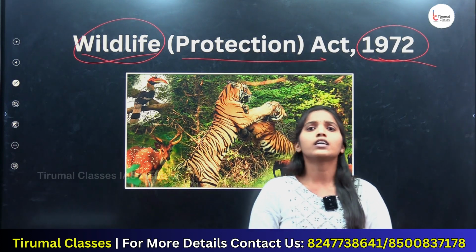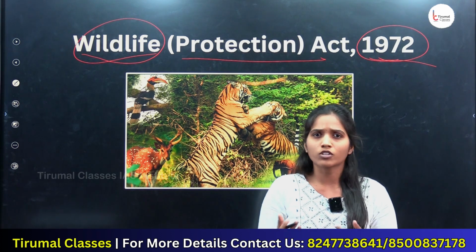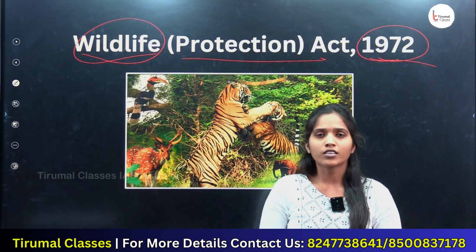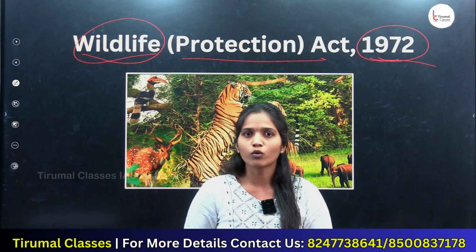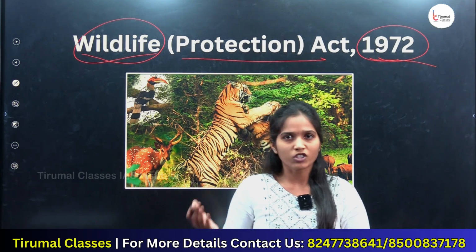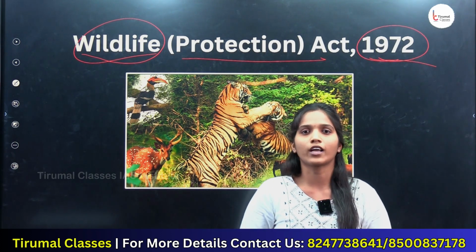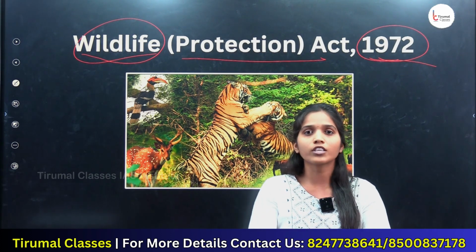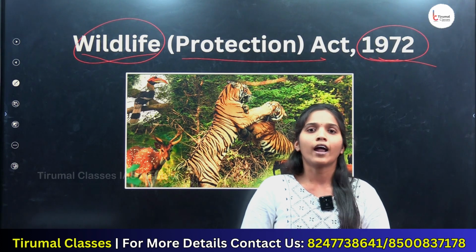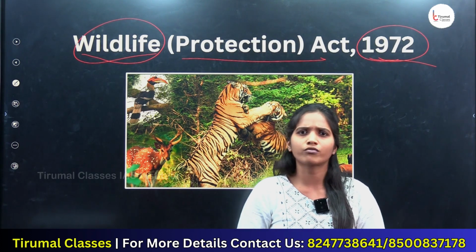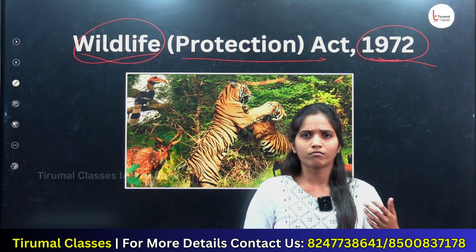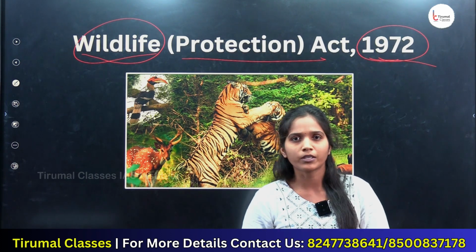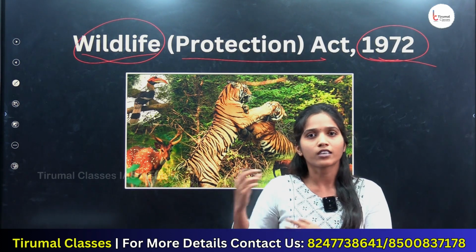There are multiple bodies and projects implemented under this act, such as the Wildlife Crime Control Bureau, the state advisory bodies related to wildlife protection, and also Project Tiger and Project Elephant to conserve indigenous biodiversity. We have also imported some animals like the cheetah from Namibia. These are all protected under this act.